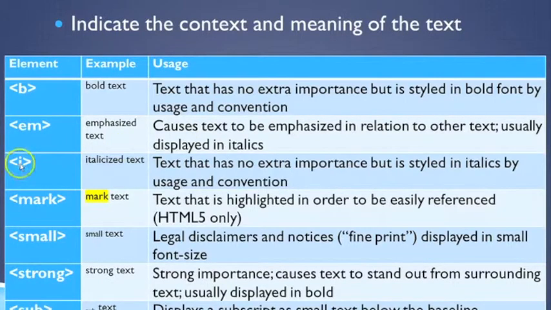Here we have I for italicized text. Here we have mark for marked text, and this one's going to be highlighted in some type of highlight. Small means the text will be smaller than the other ones. Usually the fine print is displayed in small. Strong text is something that usually stands out, and it's usually displayed in bold. And we have subscripts and superscripts using the sub and sup tags.